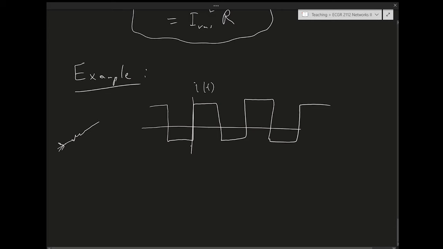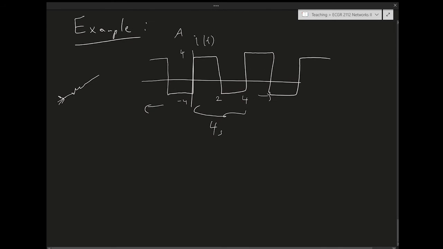So it goes from, I think, -4 to 4 amps. And the half period is 2, the full period is 4 seconds. After 4 seconds, the signal starts repeating. So it repeats itself here and it repeats itself here. Okay, so we have just to plug in the integral formula. I RMS equals square root of 1 over 4, and then we have to integrate this.